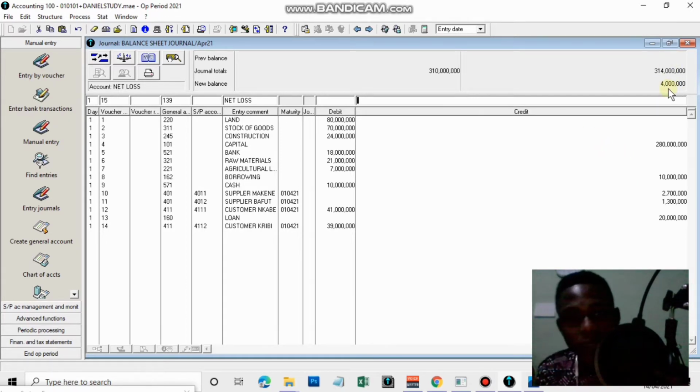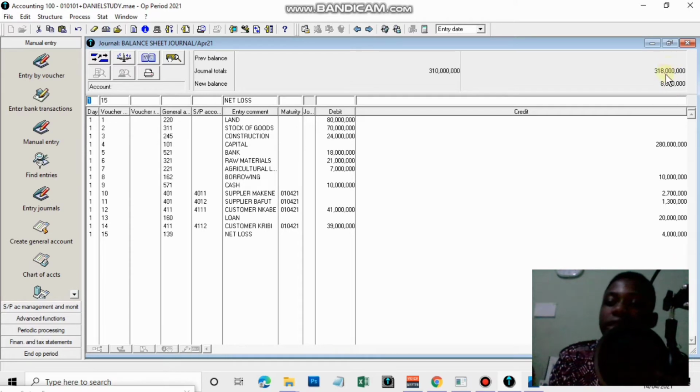Let's take an example. If I put the 4 million here in order for it to balance, you'll see here that it's increased to 318 million, added to the credit side of the account. So the only way to balance it is by putting the net loss at the level of the company assets, because it's actually the company's loss. You put the company loss there so that the account can balance. So we're going to double click here in order to correct it.